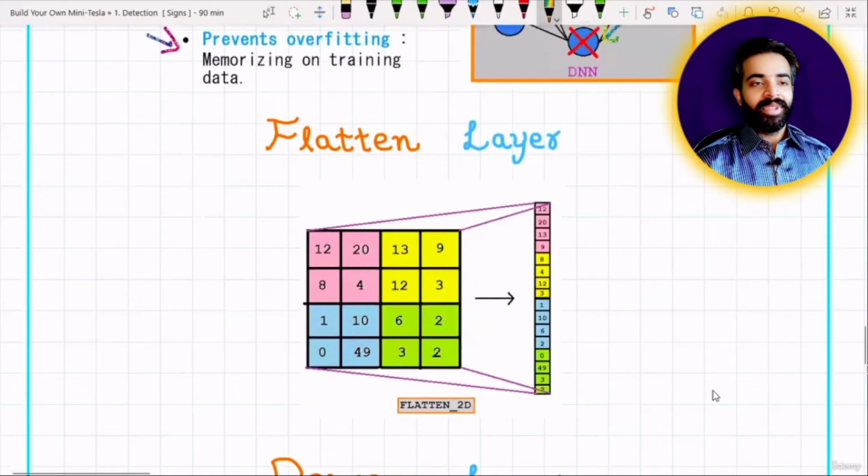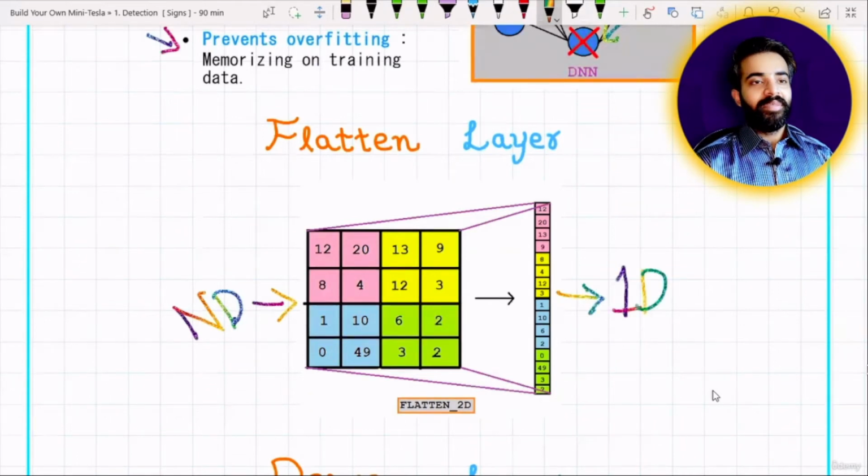Next is the flatten layer. Now, the flatten layer performs a simple function of converting n-dimensional data, for example, as shown in this image, to a single-dimensional vector. It does so by dividing the window into smaller sub-windows, and then each sub-window is turned into a vector which is stacked on top of all other vectors. This provides us with a single large 1D vector as an output.